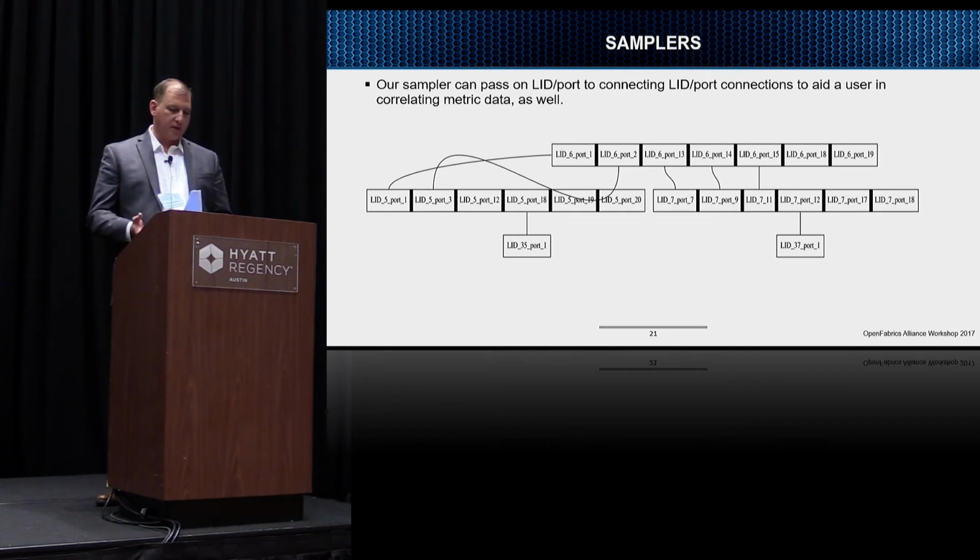Our sampler passes on the lid and port as the connecting lid and port that we're working with. So if we're sampling one lid and port on a switch, we can see who it's connected to on the other end. And that allows us to correlate things, see if we're getting the right number of receives and transmits on both ends. And if we're dropping, for instance, a link might be an issue or something, we'll be able to see that. And then it helps us see what the topology looks like and what our data flow looks like.